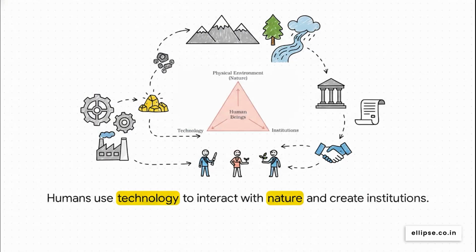Make sense? Now, take a look at this triangle. This shows a really important relationship between nature, technology, and institutions. Things like our government or companies. But what's right in the middle? Human beings. Us. We are the key ingredient here. We interact with nature, we use technology, and we create these institutions to turn stuff from the environment into something useful, into a resource. So this goes back to our first question. Are resources a free gift? No way. They're created by human activities.